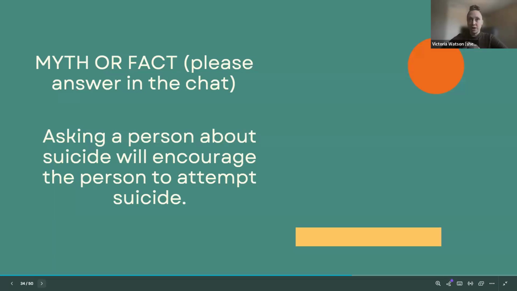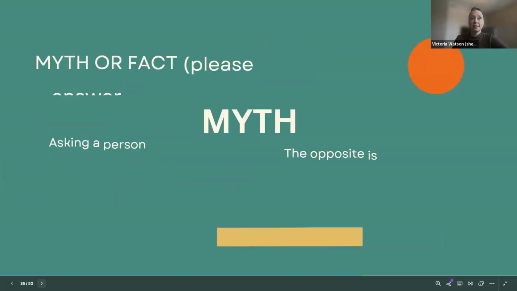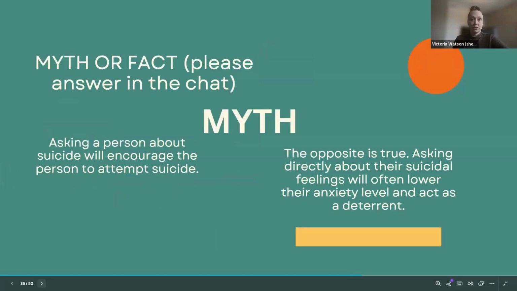This is something that I think is easy to think. A lot of people do think, well, I don't want to bring it up. Maybe they're not thinking about it. I don't want to put those thoughts in their mind. I don't want to encourage it. It's a very reasonable myth, something we've probably heard. But the truth is that it is a myth and the opposite is true.